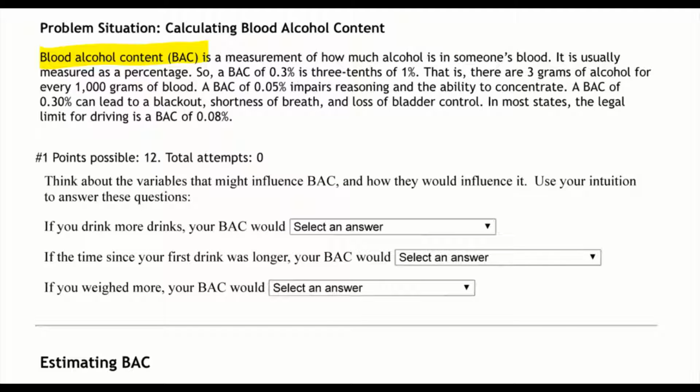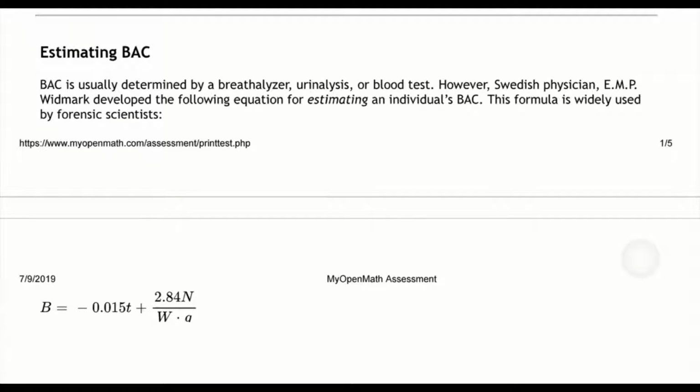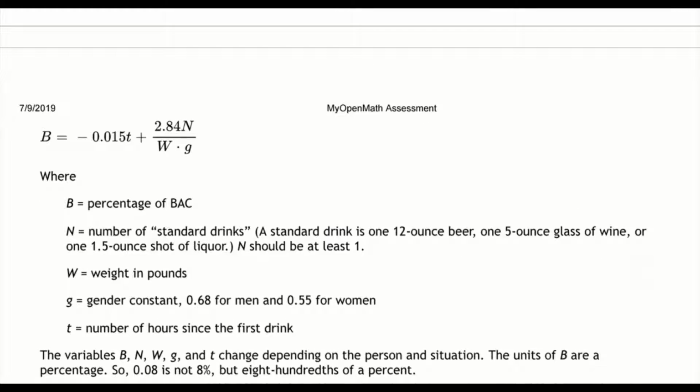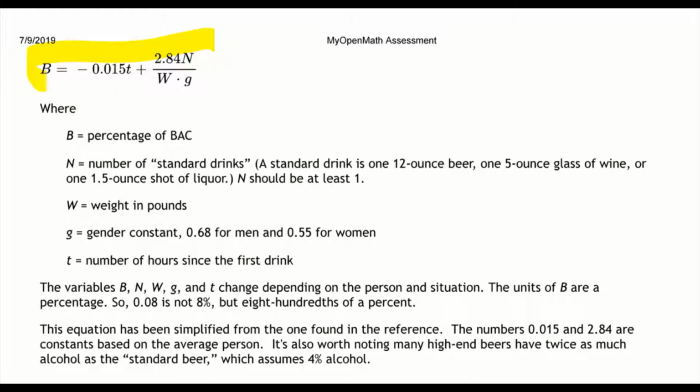Now, question 1 makes you think about what variables influence someone's blood alcohol content level. So if you drink more drinks, will it go up or down? Questions like that. Here's a formula that's widely used, and each of the letters is a variable that stands for some number. So B is the percentage of blood alcohol content, N is the number of drinks, and so forth.